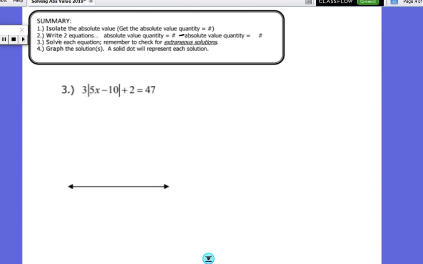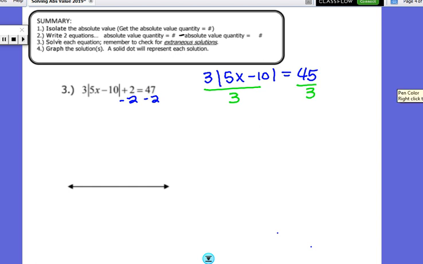Let's look at something a little bit more complicated, a little bit more advanced. So this one, we're going to isolate the absolute value. The first thing I need to do is subtract 2 from both sides. So I'm going to get 3 absolute value of 5x minus 10 is equal to 47 minus 2, which is 45. Now you cannot distribute that 3 into the absolute value, but we still need to get rid of that 3. So we're going to divide both sides by 3. This is going to give us the absolute value of 5x minus 10 is equal to 15.